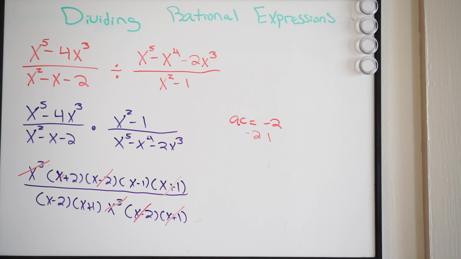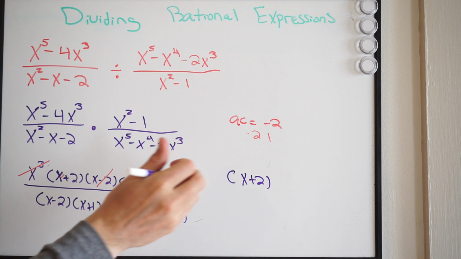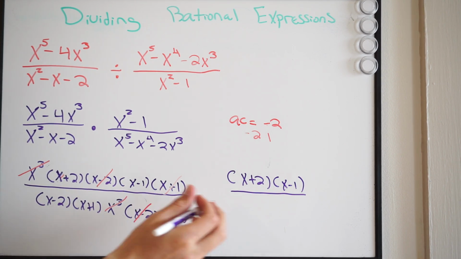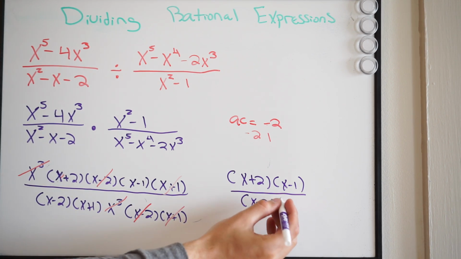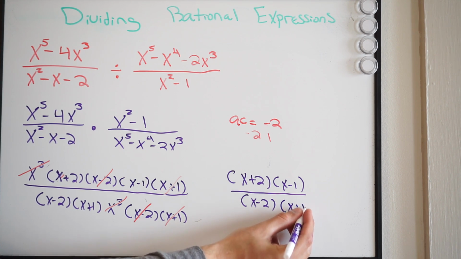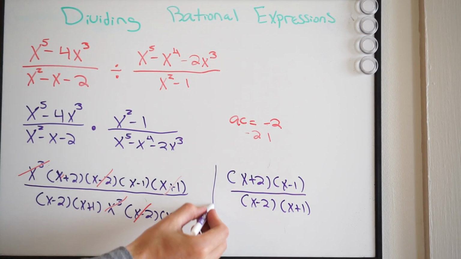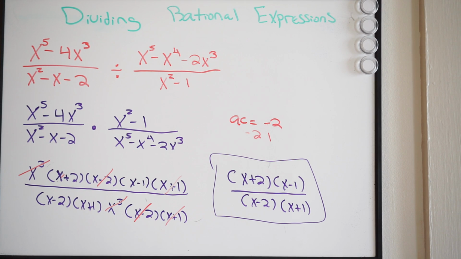Alright, so how I'm going to rewrite this, I'm going to have x plus 2, x minus 1, all over x minus 2 and x plus 1. Okay? And that's going to be your final answer. So you can go ahead and circle this. Now this is done. So again, that was a fairly long problem, but once you went ahead and factored it, all you have to do is cancel out your common factors, right? And that's it. So that is your final answer.